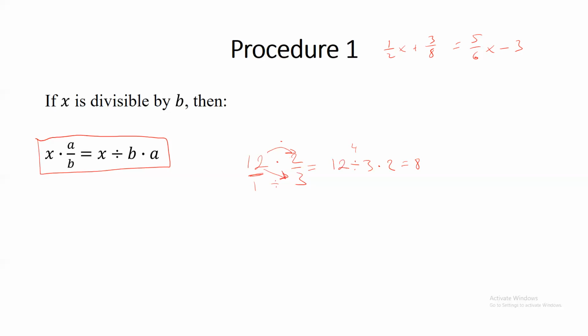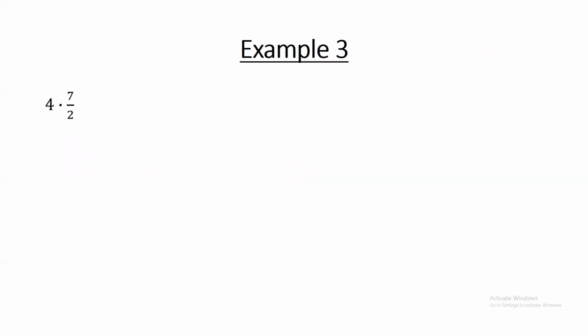Let's take a look at a few more examples of this. So 4 times 7 over 2. We can say, well, 4 divided by 2 is 2, and 2 times 7 is 14. Again, I'll write out the steps. 4 divided by 2 is 2, and 2 times 7 is 14.